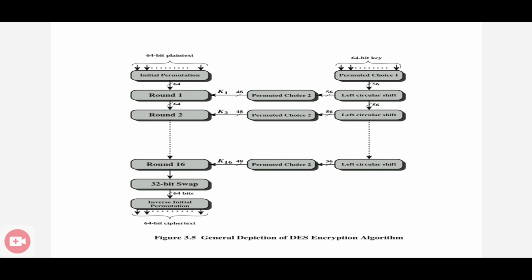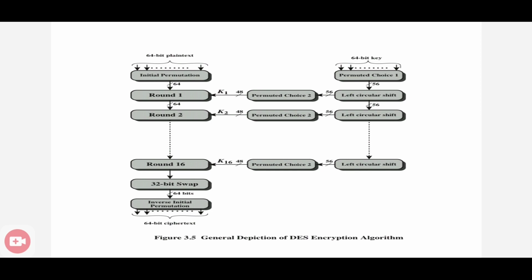Clear? After getting the 56-bit key, first you perform a left circular shift. After that, permuted choice 2 produces a 48-bit subkey. Again, after the left circular shift, you perform another left circular shift, then permuted choice 2 to produce the next 48-bit subkey. Clear? This will continue for each round.